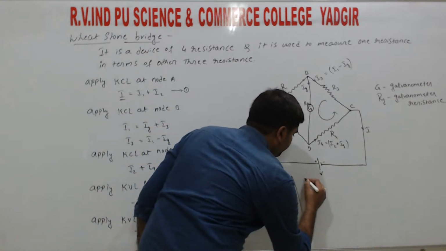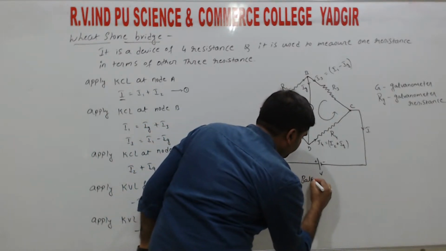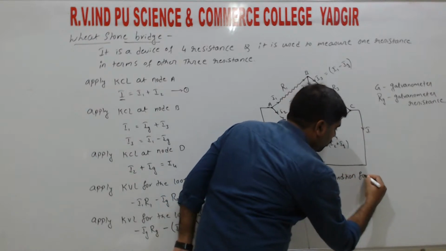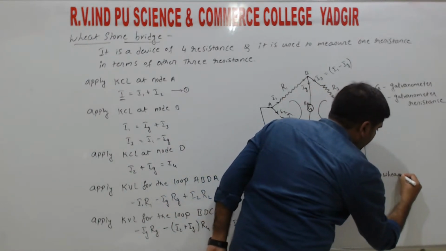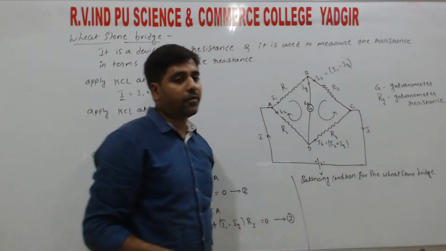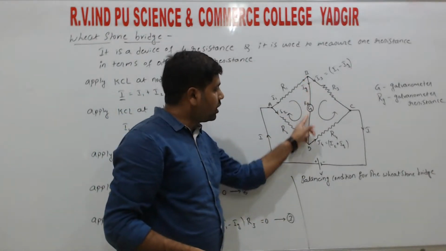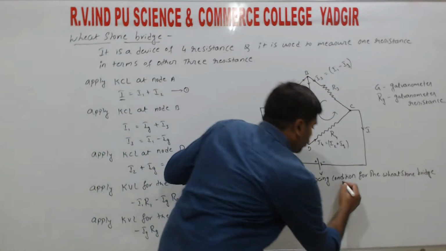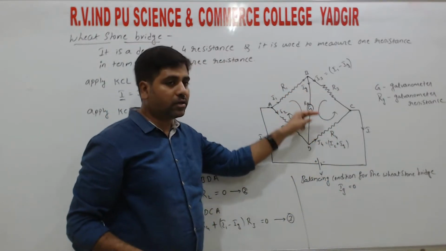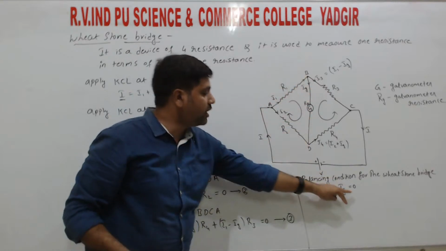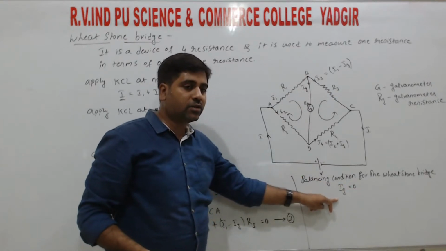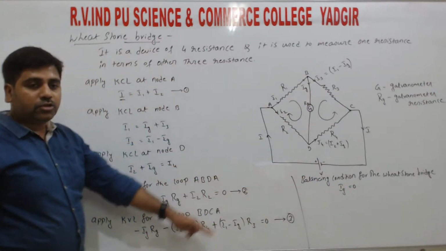So for that, the balancing condition for the Wheatstone bridge is that the current flowing through the galvanometer is equal to 0. That means Ig is equal to 0. For this bridge to be balanced, the current flowing through the arm BD is equal to 0. That means the current flowing through the galvanometer is 0. So this is the condition for balancing of the Wheatstone bridge, right?